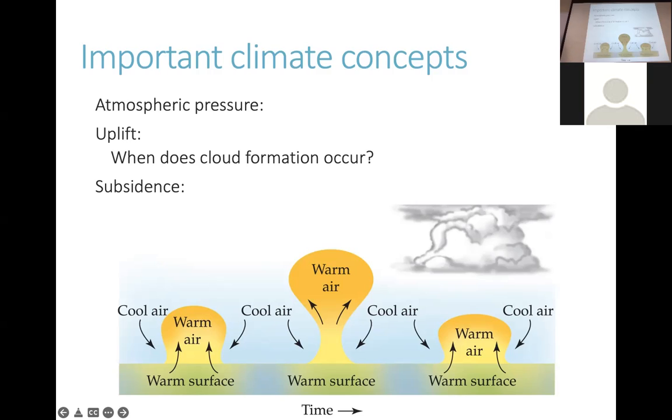Yes, uplift is warm air rising, and subsidence is cold air falling. So those are really key concepts into how this Hadley circulation works. Warm air is always going to rise, like you see here. Cool air is always going to fall back down. Cold air is denser, warm air is less dense. It all comes down to just density differences.